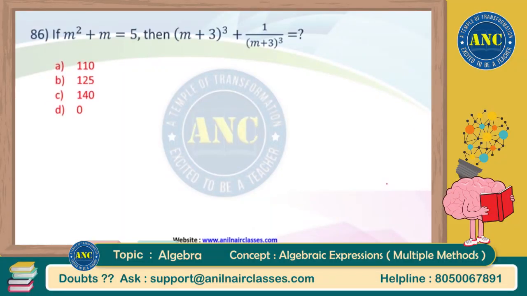Next question. Question number 86. Again a very beautiful question. Once again it is your examination original question with the change in numerical values. Listen carefully, sir. m square plus m equal to 5. They are asking you to find (m plus 3) whole cube plus 1 by (m plus 3) whole cube.